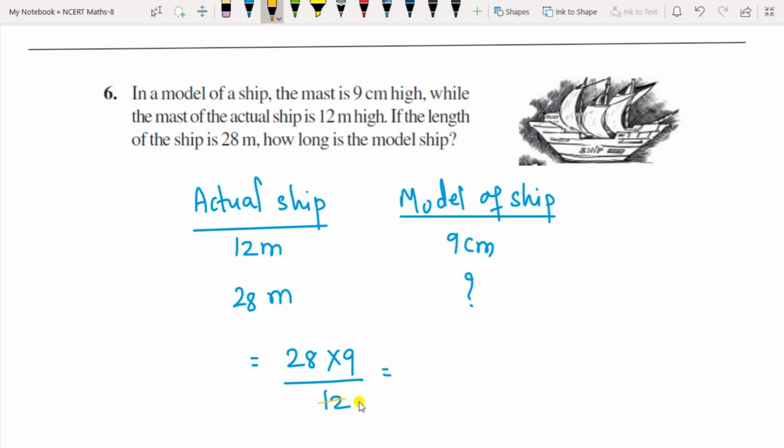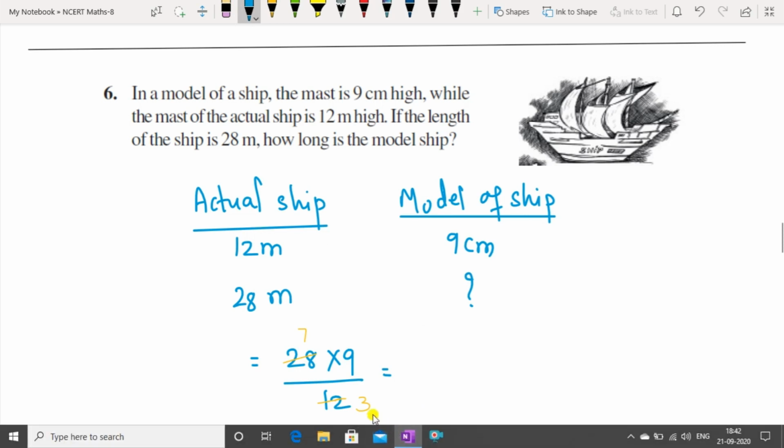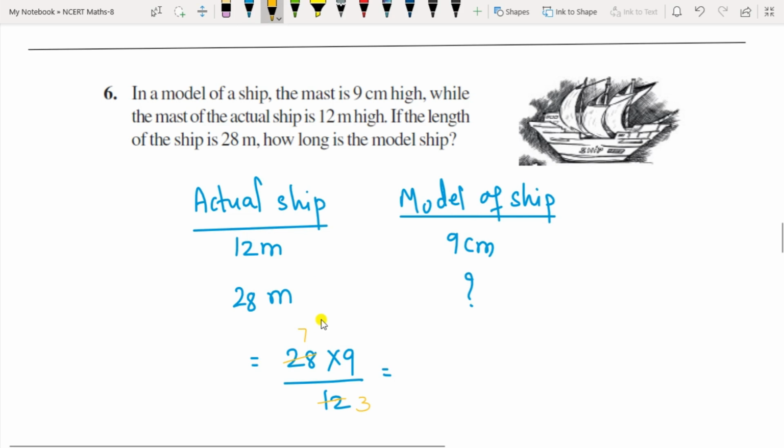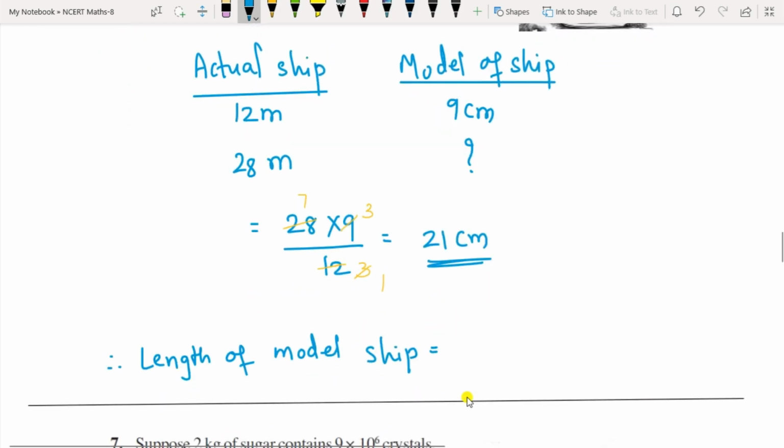4 3s are 12, 4 7s are 28. And this will again, 3 1s are 3, 3 3s are 9. So 7 3s are 21. 21 centimeter. Its unit is centimeter here, so it will also be centimeter. So 21 centimeter will be the length of the model of the ship. So the length of the model of the ship is 21 centimeter.